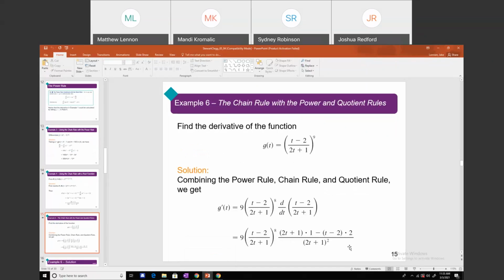Okay, let's have a look at this one. This is a bit complicated because we're going to use several rules here. Probably the quotient rule and the chain rule. They say power rule as well. Yeah, okay, fair enough. So let's have a look. t minus 2 over 2t plus 1 to the 9th.